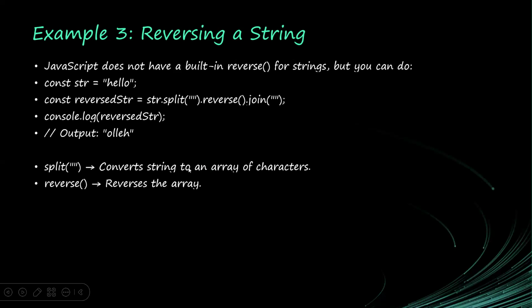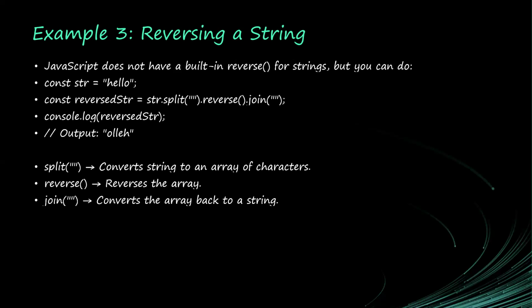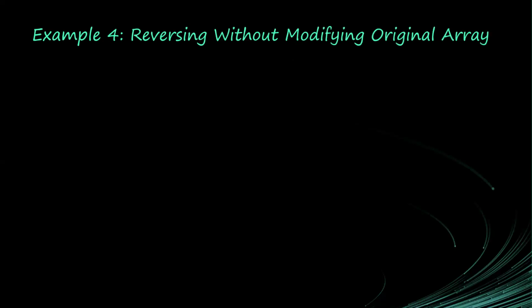The split method will convert the string to an array of characters, as I just explained. Then we are chaining the reverse method on this array. We call the reverse, it will reverse the array. Then the join method will convert the array back to a string. But don't worry, in the next section, we'll talk about the split and the join methods, okay?